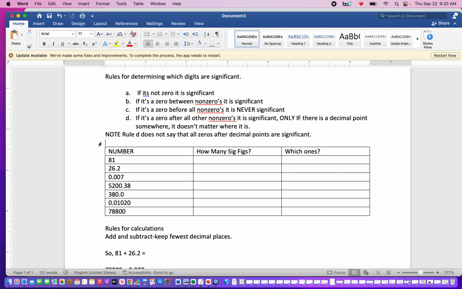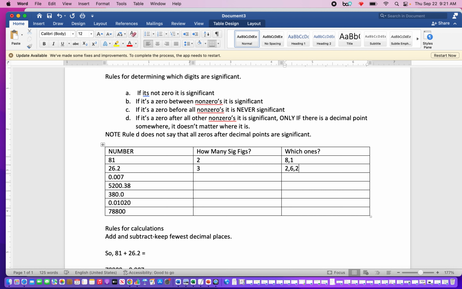Okay. So here's a short table. Here's 1, 2, 3, 4, 5, 6, 7 numbers. And we want to know how many of them are significant. Well, rule A, if it's not zero, it counts. So there's 2 in that number 81. Which ones are they? Well, it's the 8 and the 1. On the second one, there are 3. None of them are zeros. All 3 should be counted: the 2, the 6, and the 2.